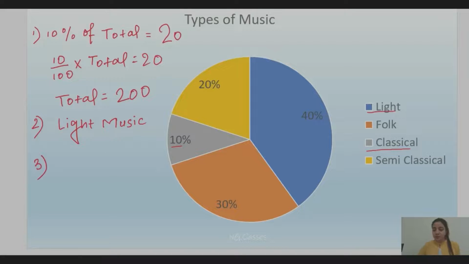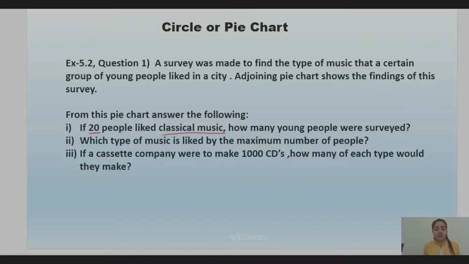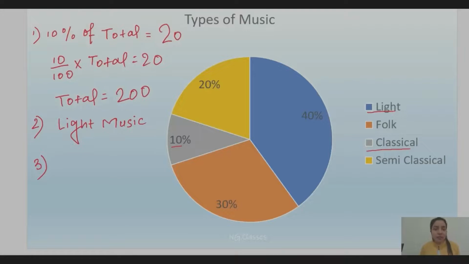Now number 3. Our question number 3 is, if the cassette company were to make 1000 CDs, how many of each type would they make? If a cassette company is making a total of 1000 CDs, then we need to find each type of CD. So according to the interest of the people only, the cassette company will make the CD. So if 40% people like light music, then definitely 40% of the total CDs will be for light music, right? Similarly, 30% people like folk, then 30% cassettes they will make for folk music. Okay, so one by one we need to find each.